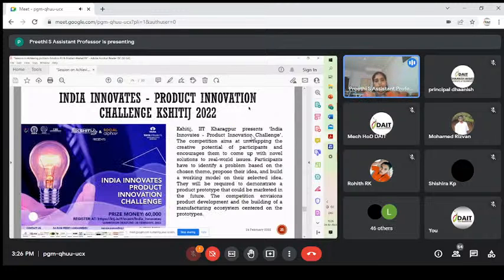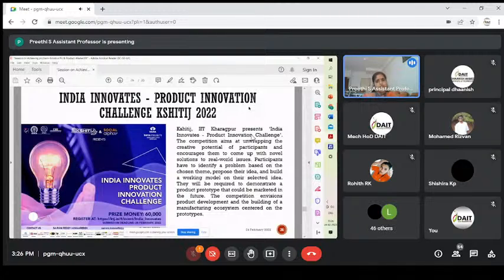The next contest which I'm going to show is the India Innovates Product Innovation Challenge 2022. It has been released by IIT Kharagpur. It's a product innovation challenge, and the deadline for this challenge is 20th February. By 20th February, you have to submit the abstract alone.